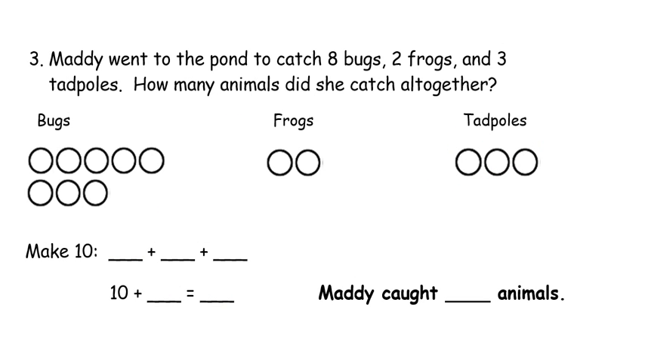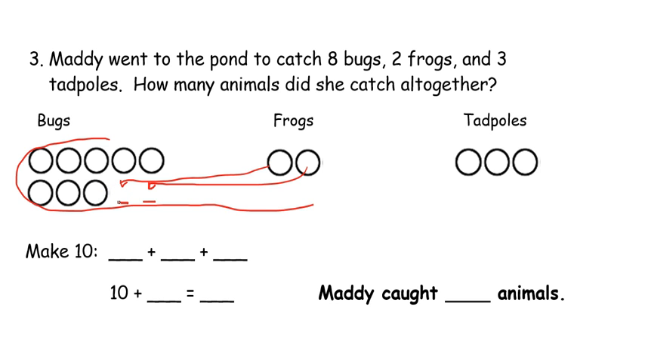Question number 3 says Maddie went to the pond to catch 8 bugs, 2 frogs, and 3 tadpoles. How many animals did she catch altogether? So we have our picture of our bugs, our frogs, and our tadpoles. And again, I'm going to look for a combination that would give me 10. When I look in the bug section, I can see 2 empty spots, and those spots could be filled by the 2 discs that are in the frog section. So I'm going to combine my 8 bugs and my 2 frogs.